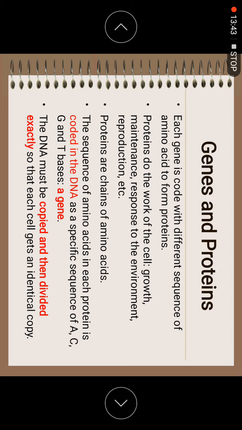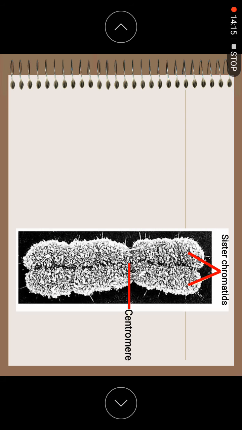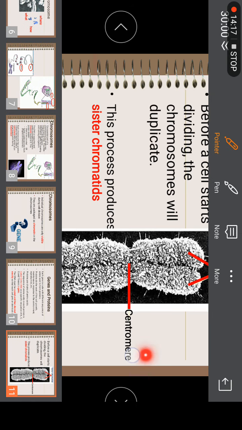In the chromosome you have genes. So the gene is actually related to proteins. How does the gene relate with the protein? The gene is actually the code, and this code is made of a sequence of amino acids, which becomes the gene. So the DNA must be copied and then divided exactly, so that you can get an identical copy. This is the picture of a chromosome.